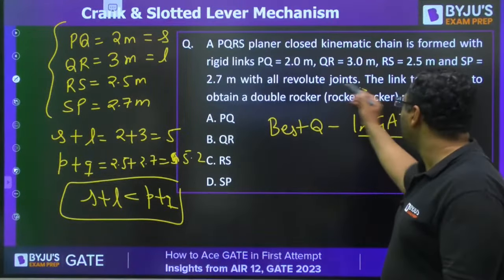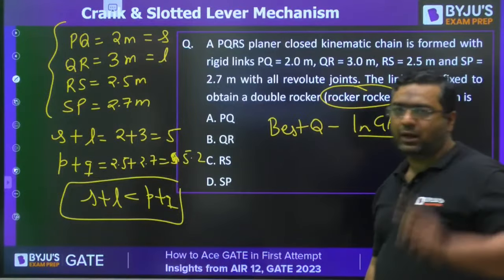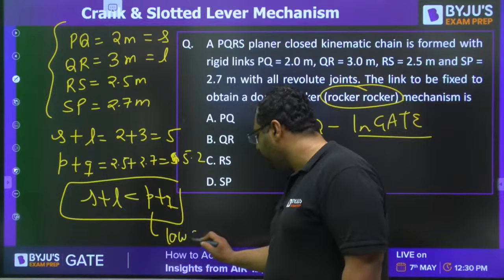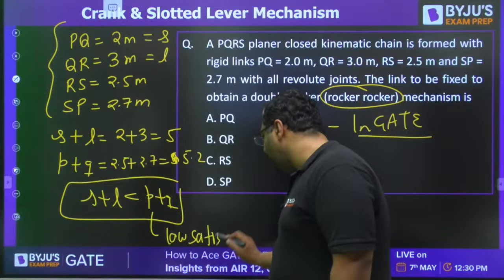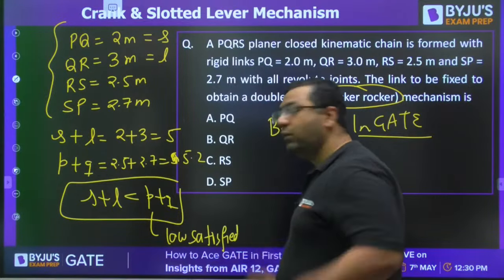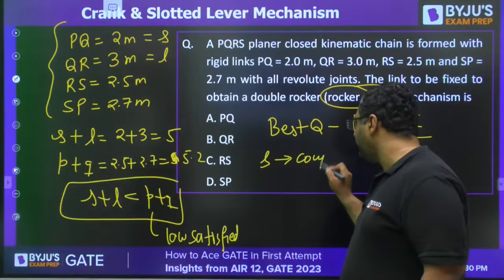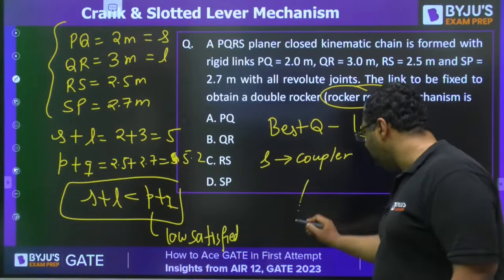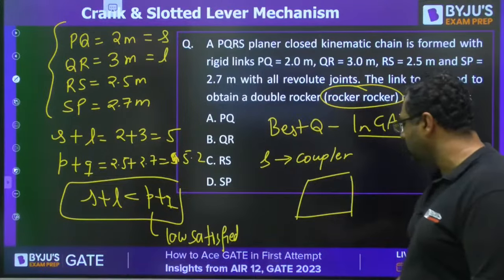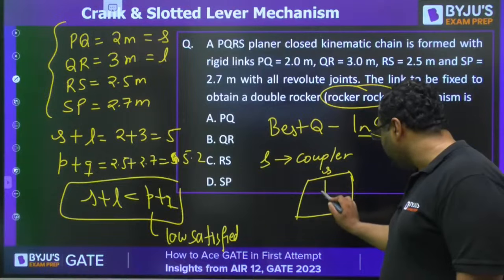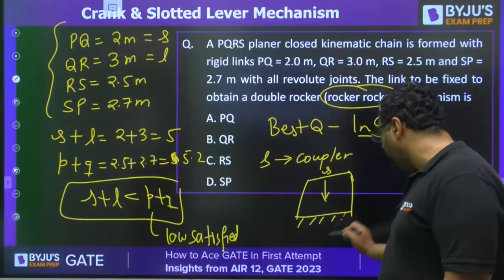Now you need to check which mechanism they are talking about. They are asking us for rocker mechanism, double rocker. But law is satisfied? Law satisfied. If law is satisfied, then you will get double rocker only in one condition, if the shortest link becomes coupler. So you arbitrarily make a 4-bar mechanism. You are saying shortest should be coupler. And in front of coupler, we are having the fixed link.